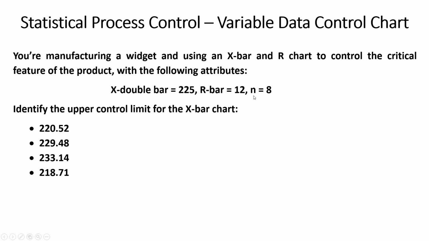All right, SPC, let's get into this. Okay, so you're manufacturing some widget, and you're using an X bar and R chart to control a critical feature on the product. And you've measured, you know your grand mean, your X double bar, you know R bar, and you know your subgroup sample size of 8. Identify or calculate the upper control limit for X bar.